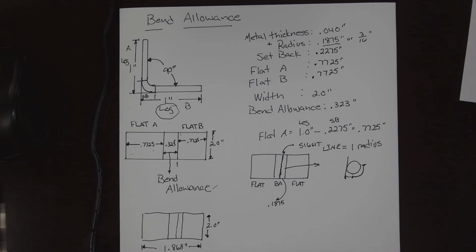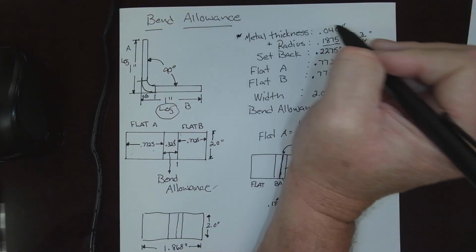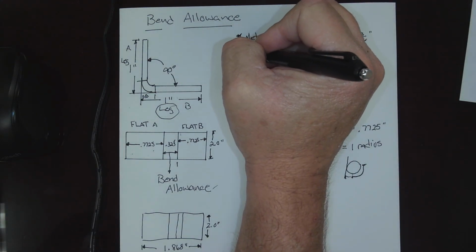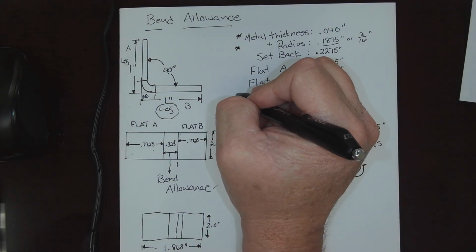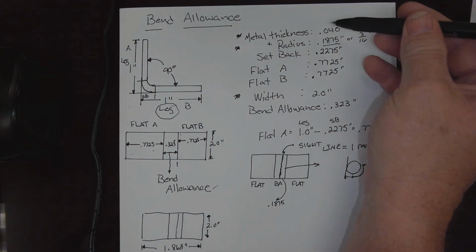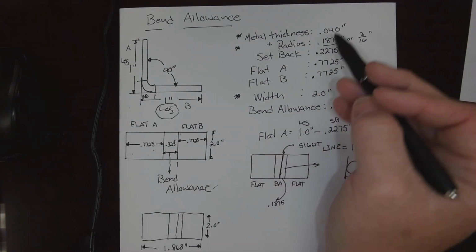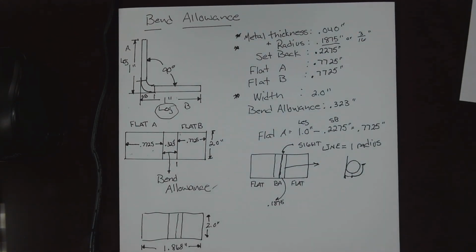Now I'm going to do some more videos on this series, but I would like for you to practice this. Once again, our givens, typically our metal thickness, the radius required, the width, and then we can solve for the rest of these using our procedure. Follow that procedure and you'll find that you have a high degree of accuracy.